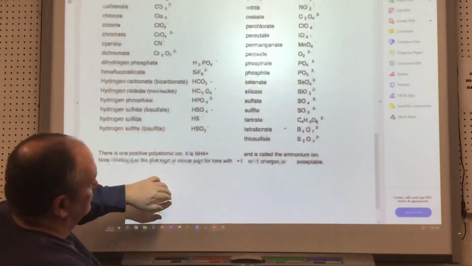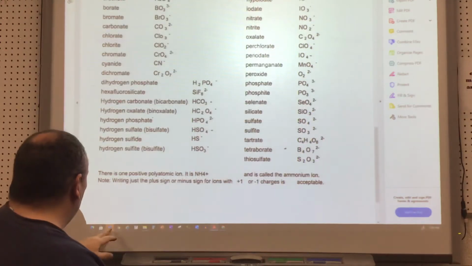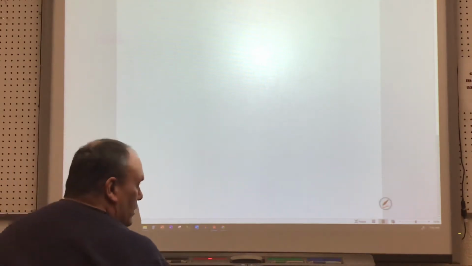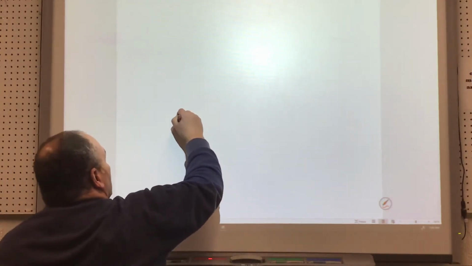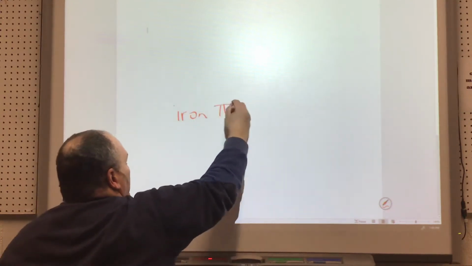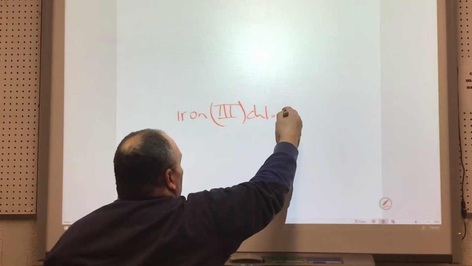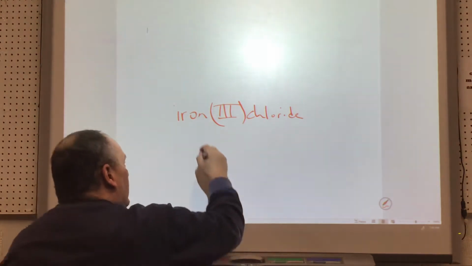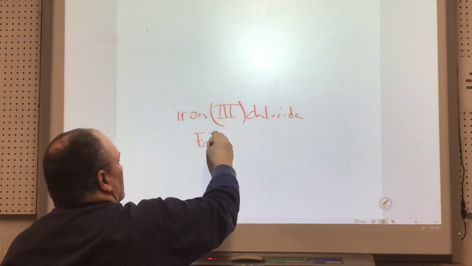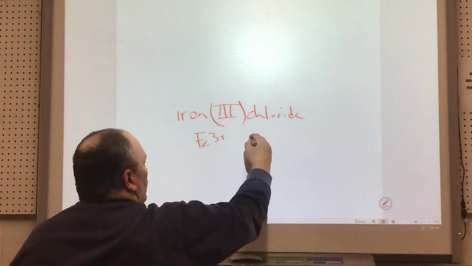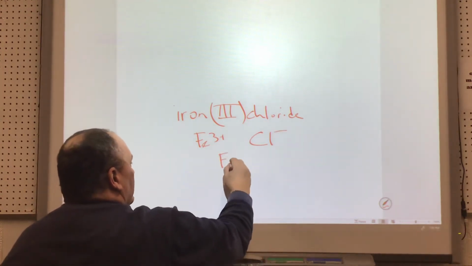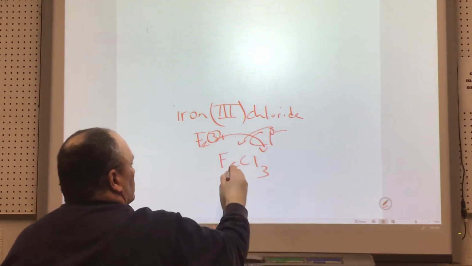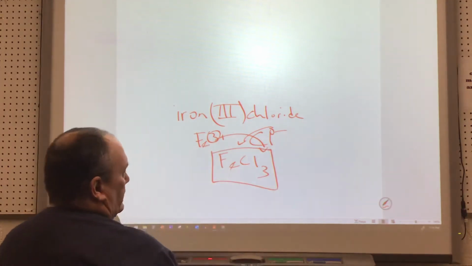So for example, if we have, say, iron(III) chloride, and you need to make the formula for that, that's actually not any different than what we've done so far. If you look up iron 3, you'll find that that's Fe3+, chloride is Cl-, you put them together, switch the numbers, and it becomes FeCl3, and that's your answer.